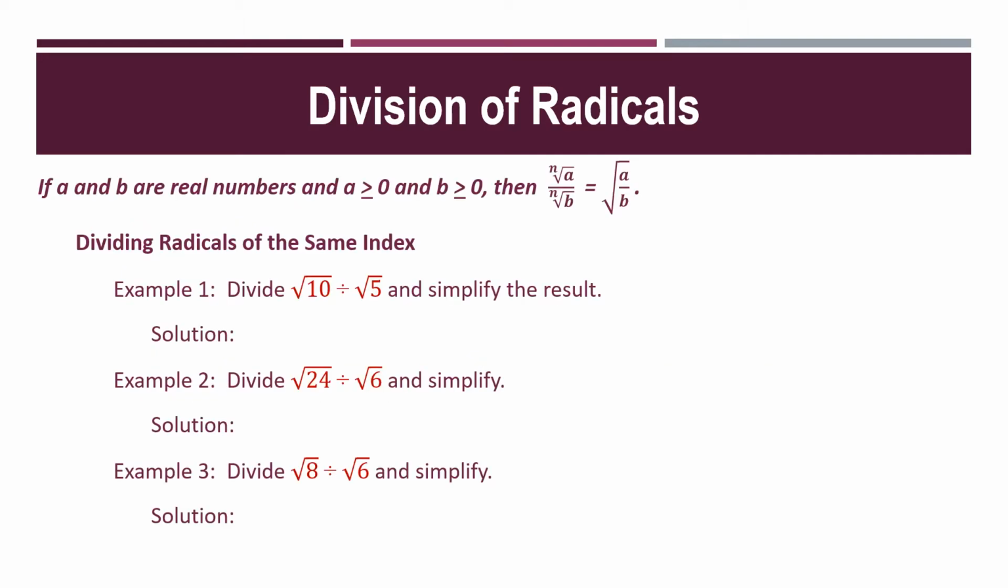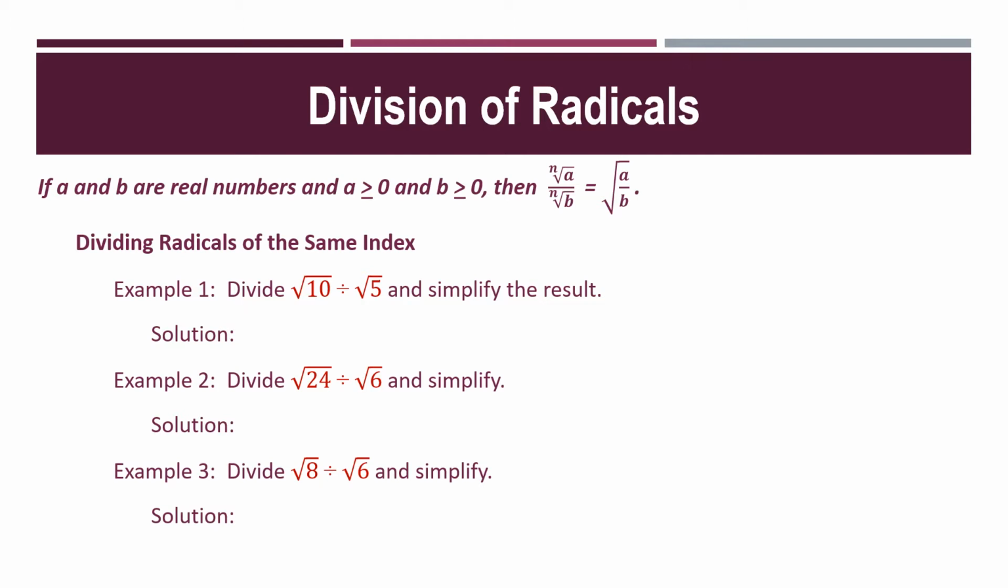If a and b are real numbers, and a is greater than or equal to 0, and b is greater than or equal to 0, then the nth root of a over the nth root of b is equal to the nth root of a over b.